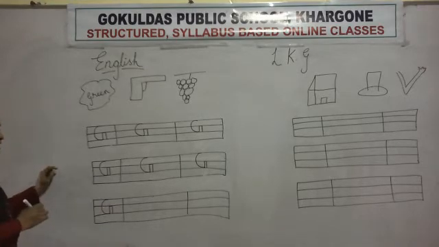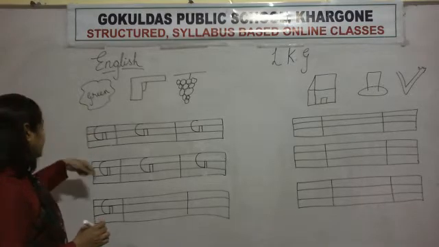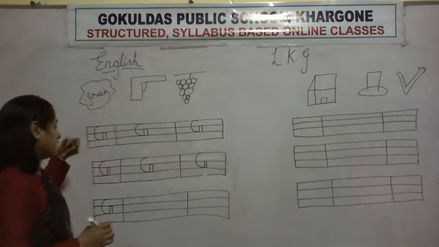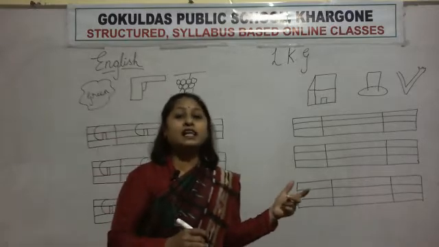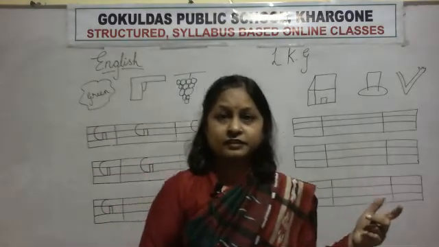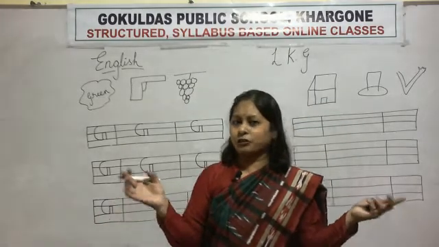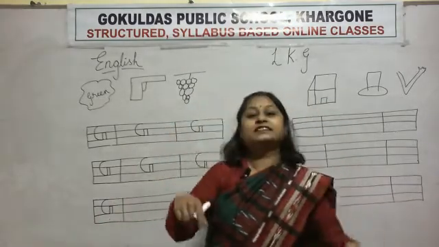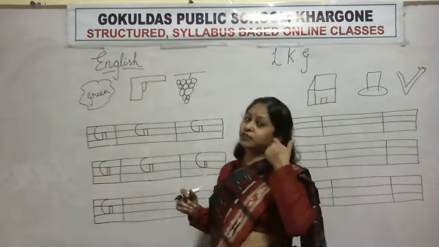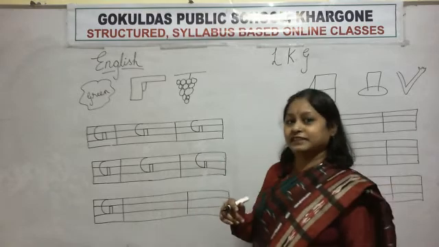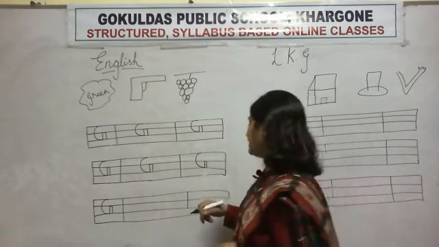Which letter is this? G. G for green, G for gun, G for grapes, G for girl. Okay. G for grass, G for goat, G for gift. Did you get a gift on your birthday? Yes. G for gifts.